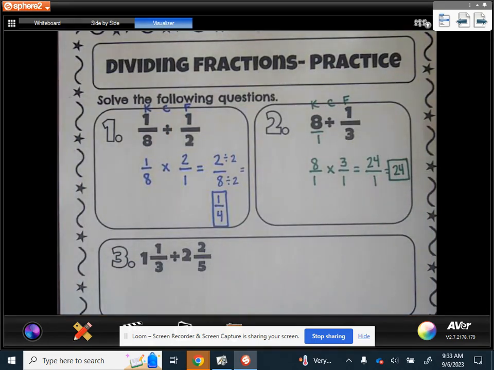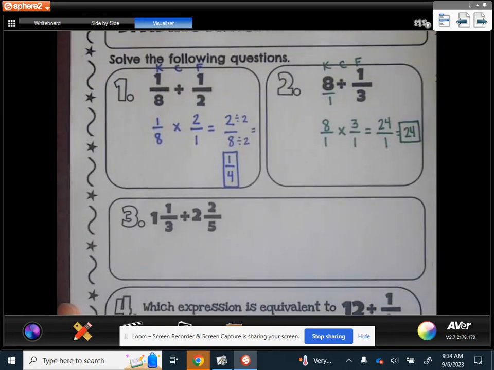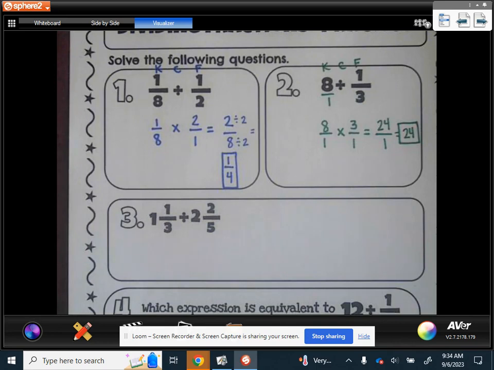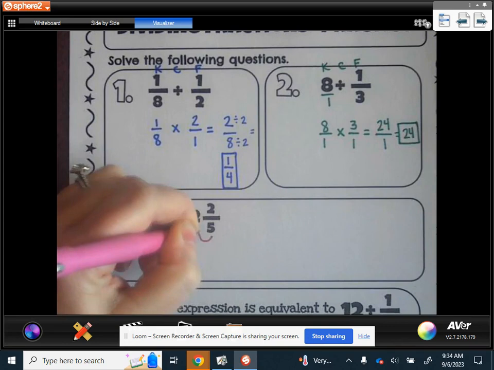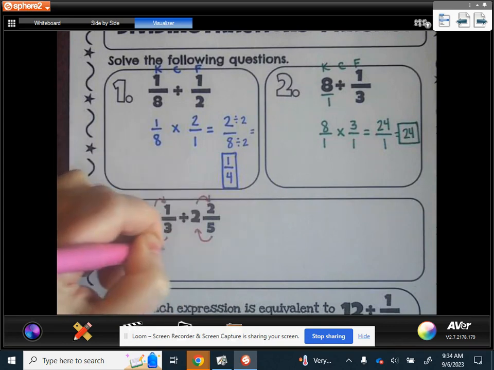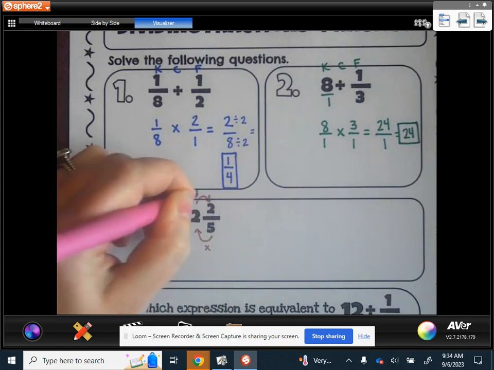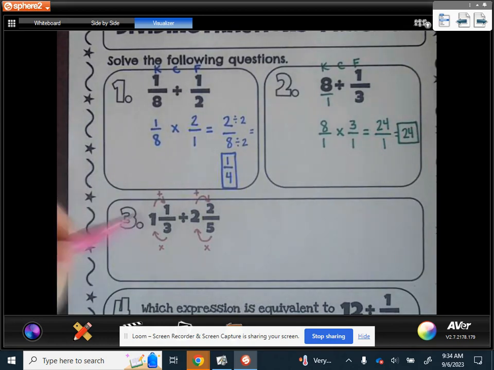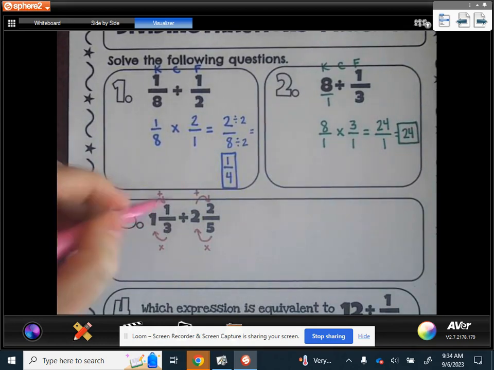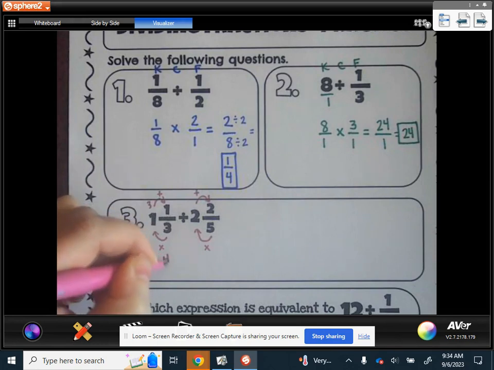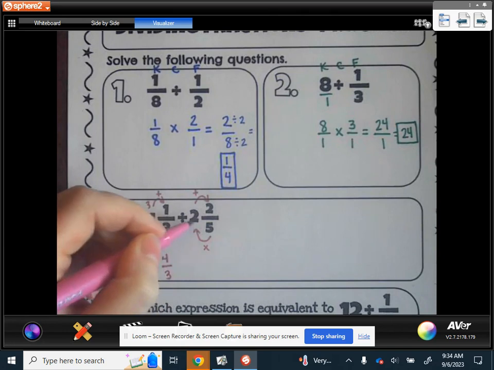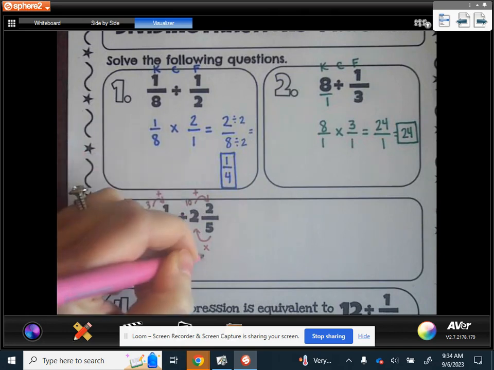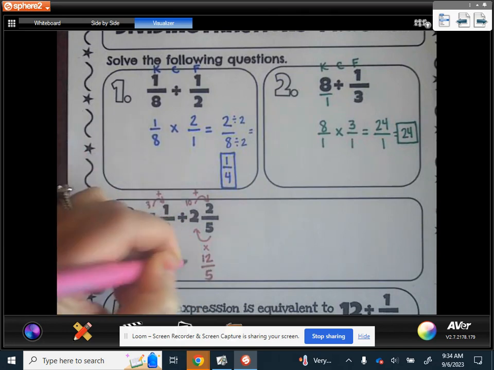Okay, in our last example problem, we have two mixed numbers. So again, if you remember from multiplying fractions and mixed numbers, you can't leave them as mixed numbers. You have to do MAD first and turn them into improper fractions. So remember, MAD stands for multiply, add, denominator stays the same. So 3 times 1 is 3, plus 1 is 4, and our denominator stays the same. And then 5 times 2 is 10, plus 2 is 12, and our denominator stays the same.